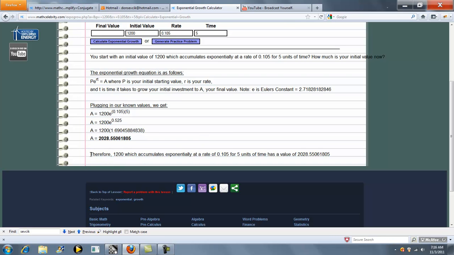2028.55. So this last sentence, no matter what scenario you run, kind of sums up what's going on. So 1200 accumulates exponentially at a rate of 10.5 for 5 units of time, and that grows to this value here.